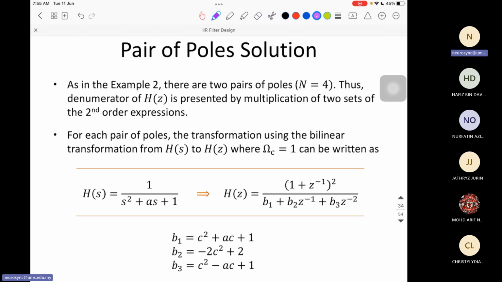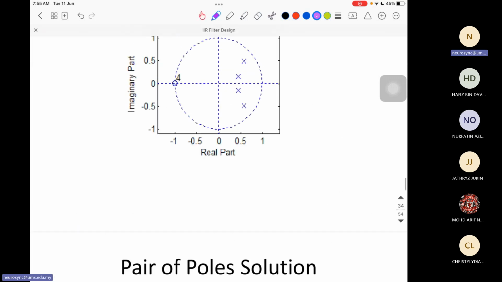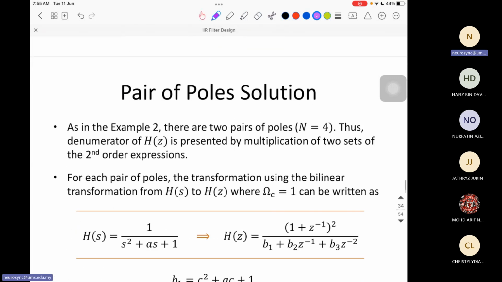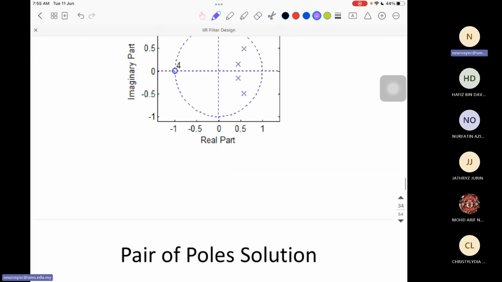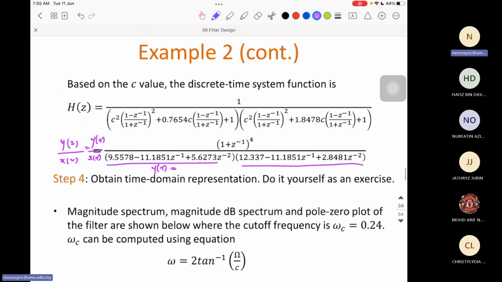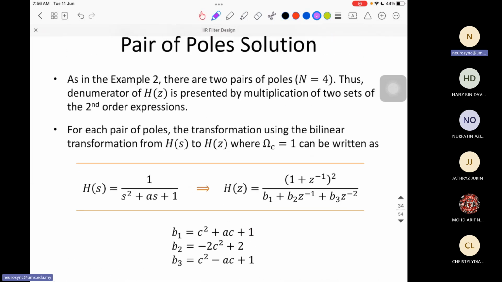Now, as an example 2, there are 2 pairs of poles, n equal to 4, because poles are complex conjugate, therefore two pairs of poles. The denominator of H(z) is presented by multiplication of two sets of second order expression. So if you solve these two second order expressions, you will get the location of 2 pairs of poles which are complex conjugate.